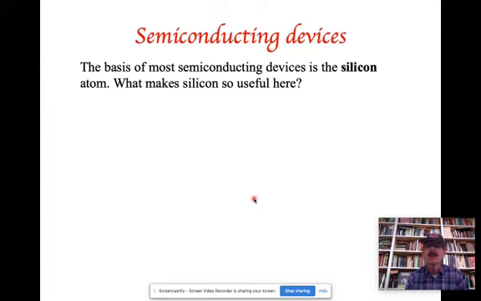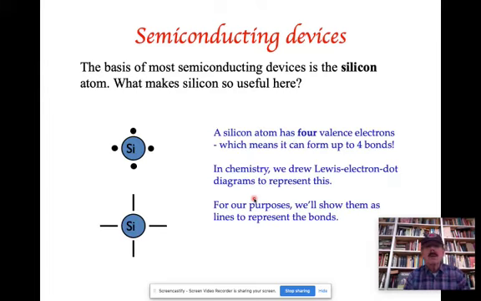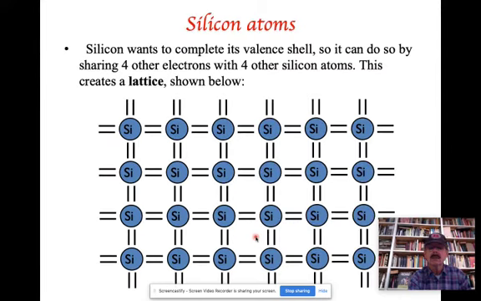And so that's what we need to talk a little bit about. Silicon is an interesting atom in the sense that it has 4 valence electrons. The Lewis structure looks like this. I'm going to go ahead and identify those valence electrons with lines like so. And so this is what a lattice of silicon would look like, or at least a 2-dimensional version.